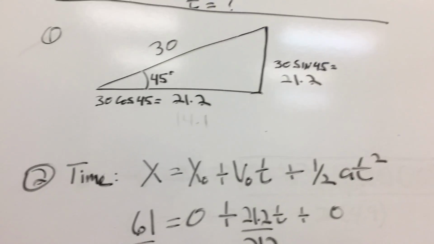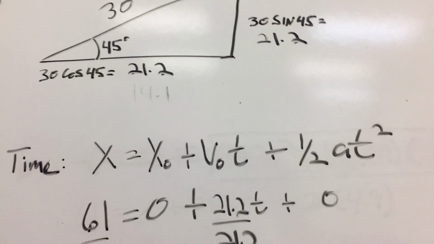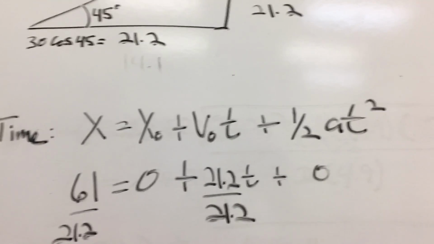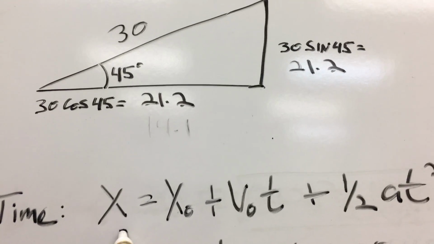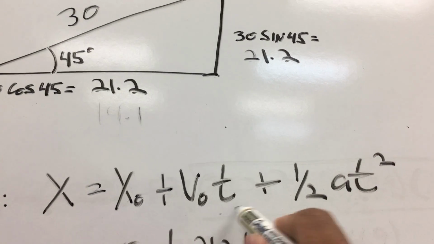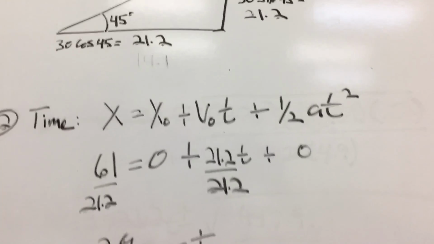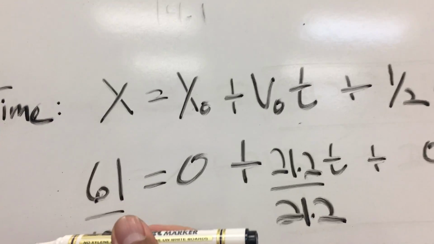All right, so I'm going to use the time to get other parts of trying to figure out the best way to hit the ball. Okay, so I decided to go with this equation. X equals X naught plus initial velocity times time, plus 1/2 acceleration times time squared. Okay, so we do have the distance, which is 61.